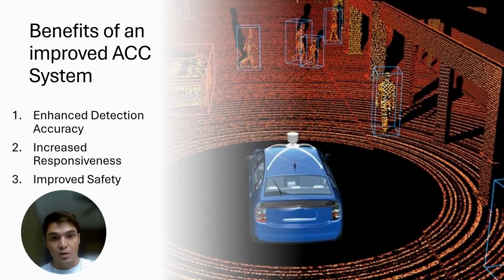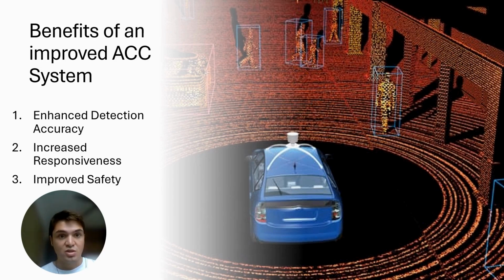The benefits of our improved ACC system are basically three main benefits. First of all, enhanced detection accuracy in adverse conditions. As we explained, the LiDAR integration offers high resolution detection, ensuring reliable performance in challenging weather, such as fog, rain, or snow, while the infrared sensors improve visibility in low light or night driving, enhancing system robustness.